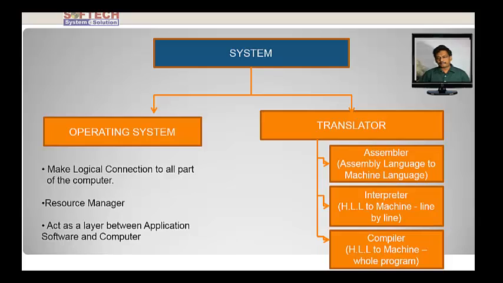But interpreter and compiler both translate the high level language into machine language, but the translation speed varies. The translation speed of an interpreter is low because it translates line by line. The translating speed of a compiler is high because it translates the whole program.